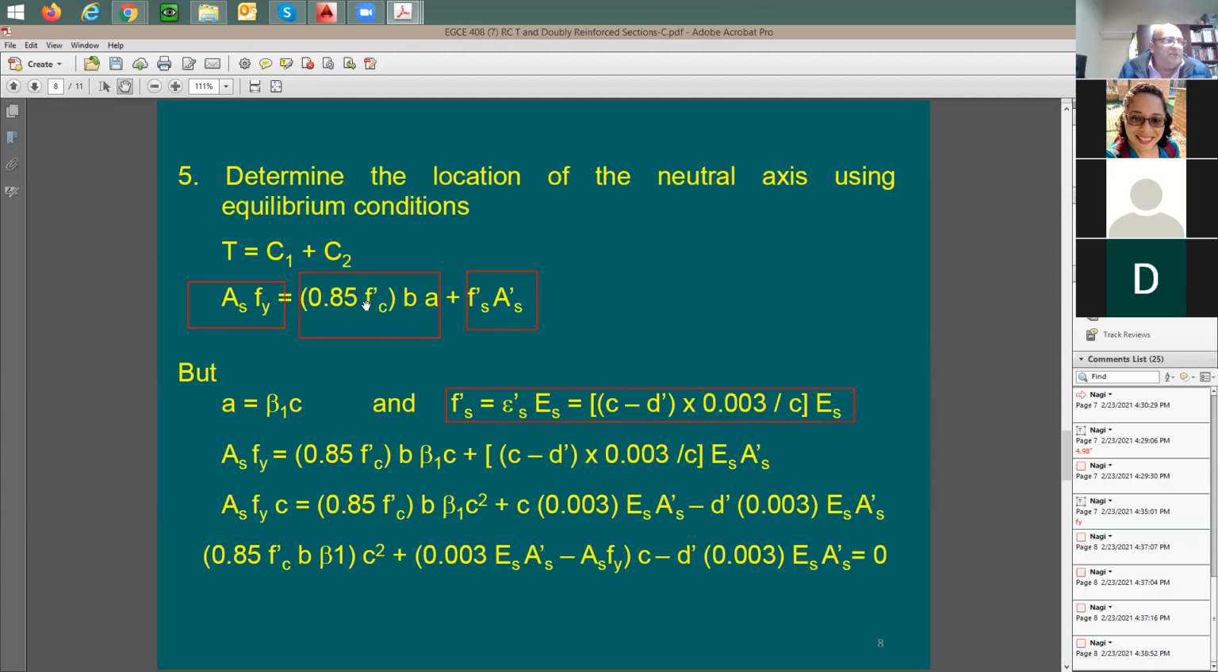So you can rewrite the equation. You take here this 0.85 f'c times b times beta 1 times c, and instead of a, it is now beta 1 times c, which is this term here.